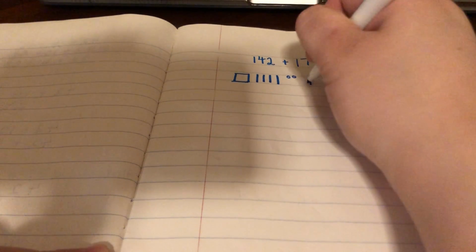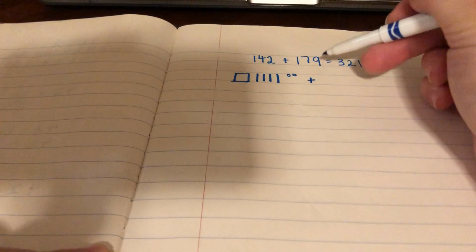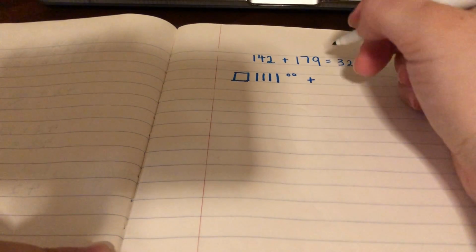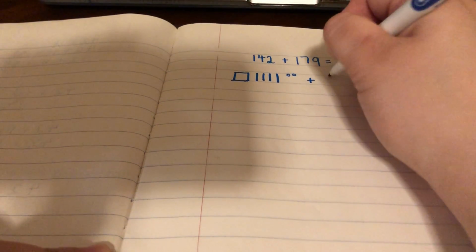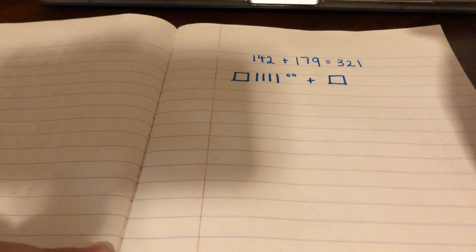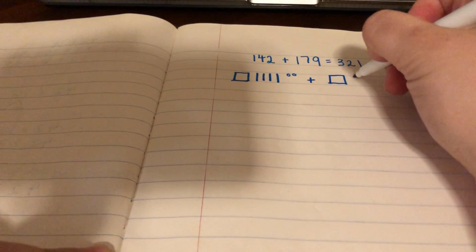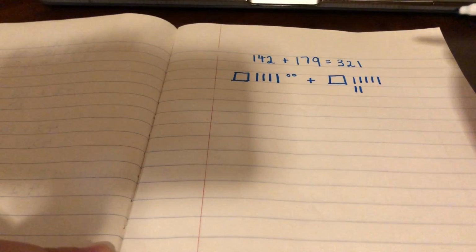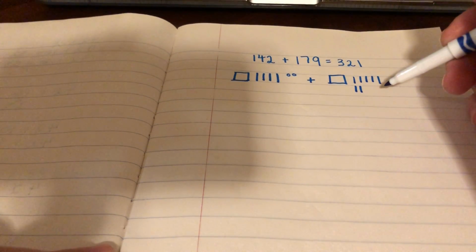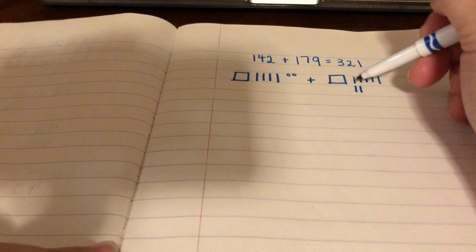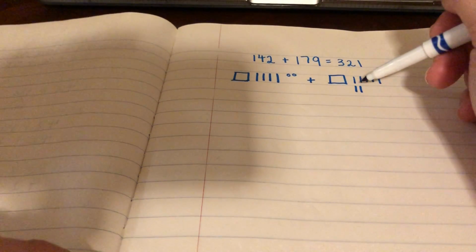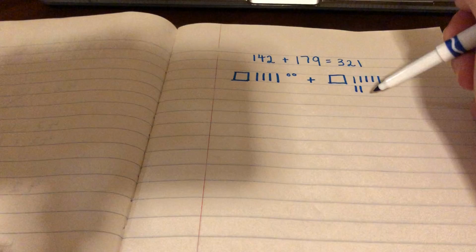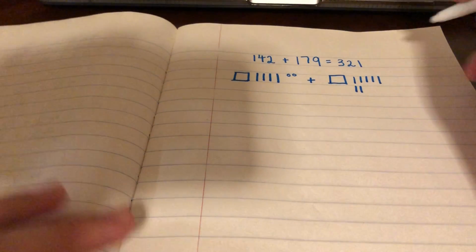I'll put a plus sign in the middle, and then I'm going to represent the number 179. So here I have 1 box again. I have 1, 2, 3, 4, 5, 6, 7 tens. The reason I drew my tens like this is because I like to organize my tens, hundreds and ones in groups of 5, so it makes it easier for me to count quickly.